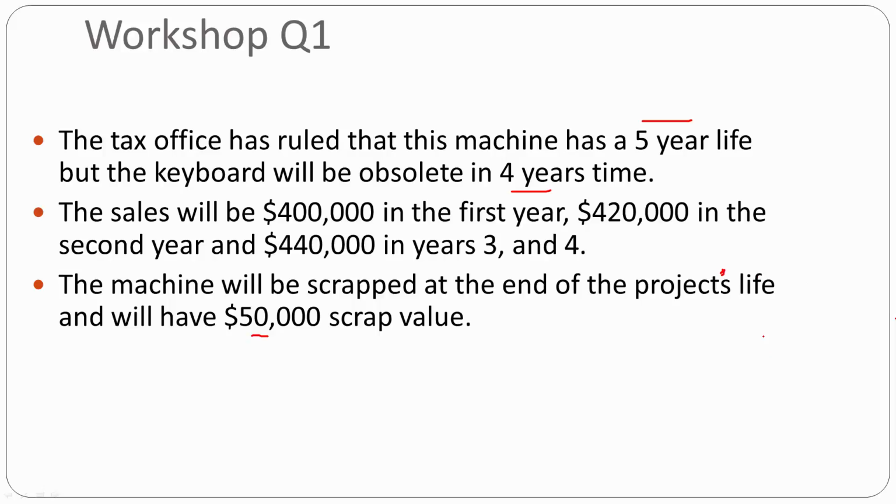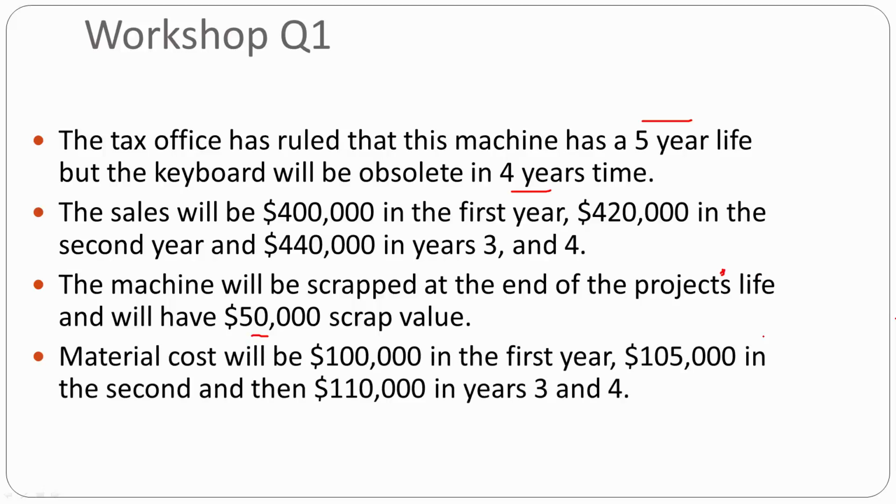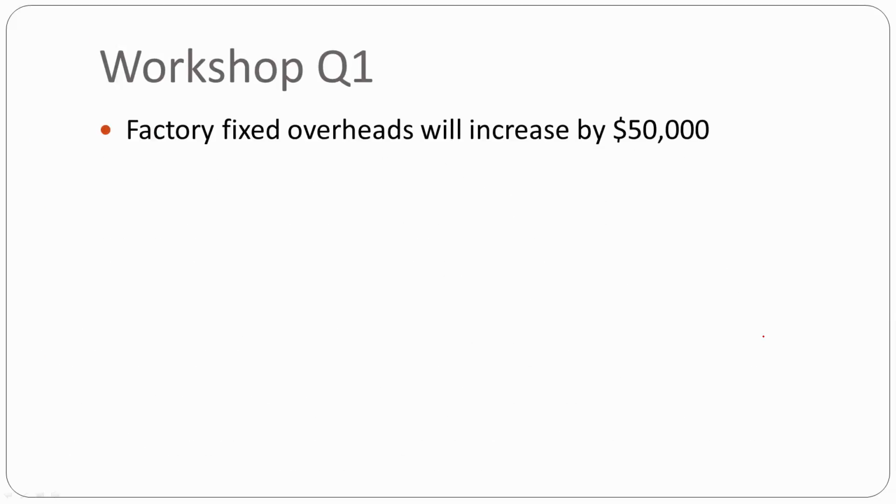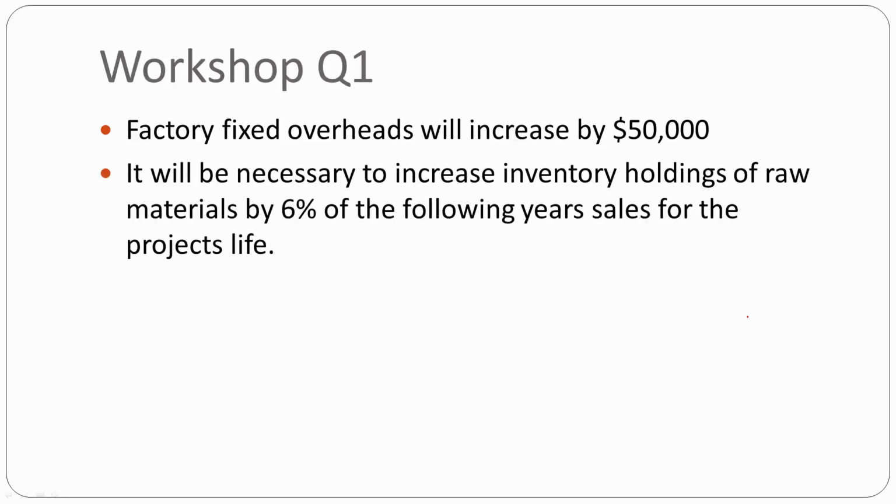We've got material costs that we've got to incur each year as part of production, and also some labour costs. In addition to that, we're going to incur some additional fixed factory overheads, e.g. electricity, and it's going to be necessary to increase inventory holdings of raw materials, not by, but to. In order to do our manufacture, we need to have a certain amount of raw materials on hand, and we've decided that 6% of following year sales is what we need on hand at the start of the year to get us going.